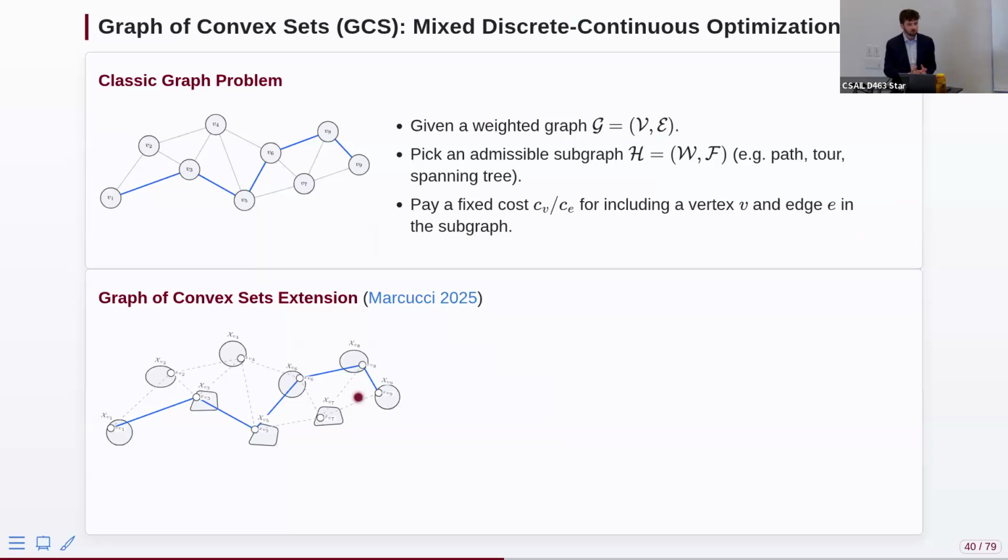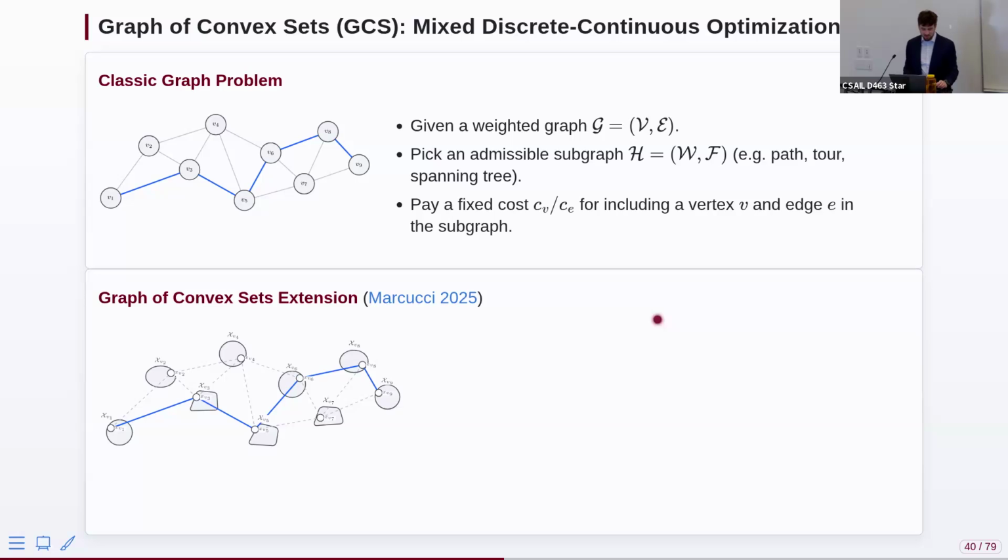One of Pablo and Russ's former students came up with a really nice way of encoding these problems, known as the graph of convex sets. The graph of convex sets models the discrete part of the problem as a classic graph problem. In a classic graph problem, I model my problem as a graph, and I want to do something like find the shortest path between V1 and Vn. The discrete choice here is, do I include some edge in the graph or not? Do I include some vertex or not? I pay a fixed cost CV and CE at every vertex and every edge, and it's not going to change. It's just a discrete choice, on or off.